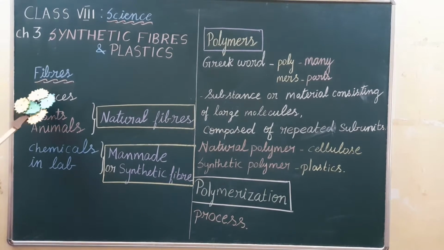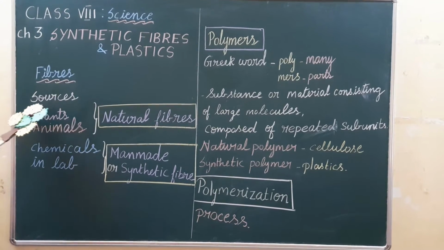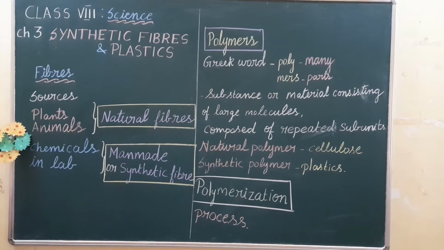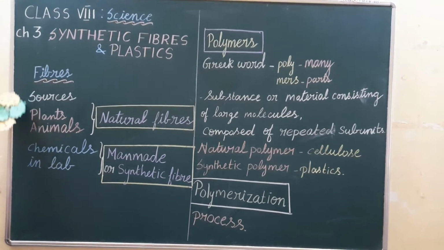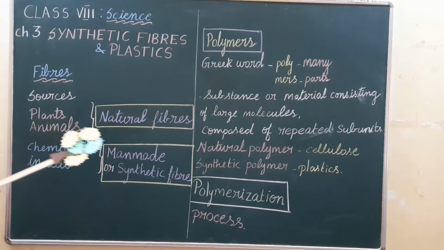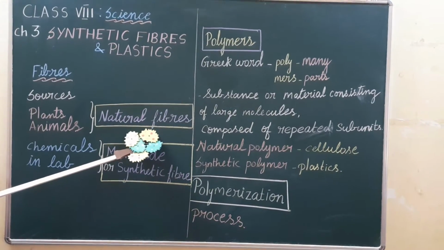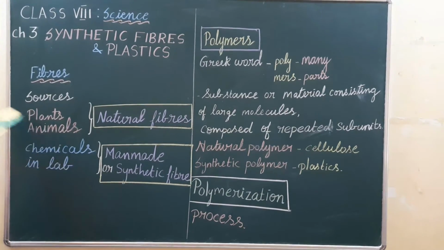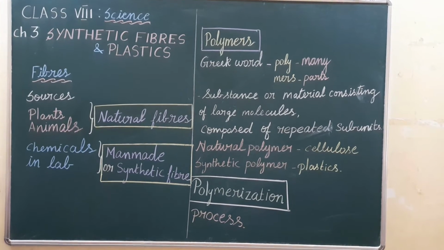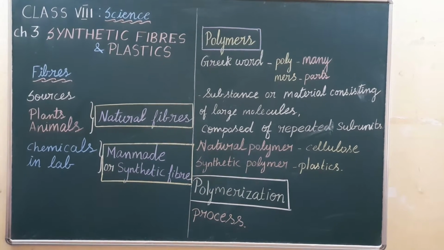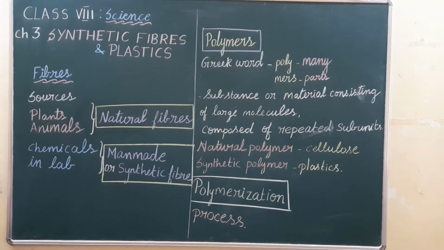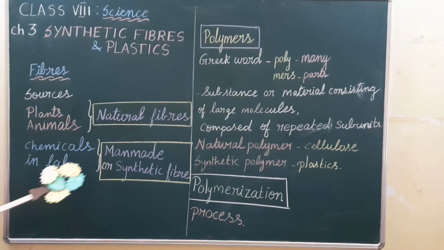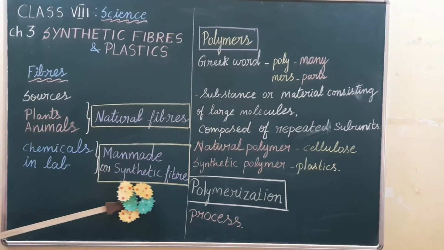So what are the sources of fibers? Generally, fibers are obtained from two sources. One is plants and the other is animals. When fibers are obtained from plants and animals, we call them natural fibers, as plants and animals belong to nature. But in due course of time, when the demand for fabric increased, man started making their own fibers, using chemicals in laboratories to make man-made and synthetic fibers.